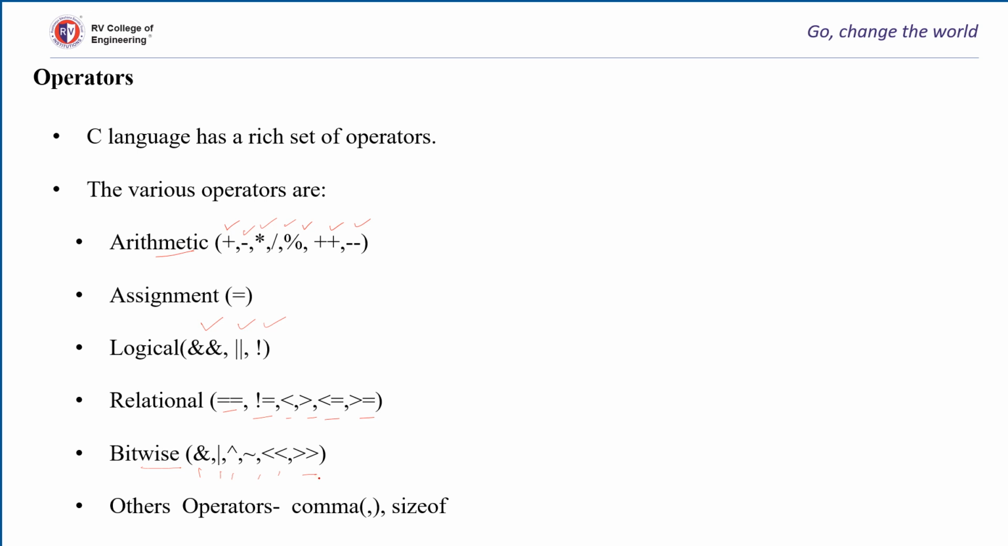These operators are helpful to us: bitwise and, bitwise or, not, complement, left shift and right shift. There are other operators too which are provided by the C language. Those are the comma operator and the sizeof operator. More about the operators will be discussed in our next video.